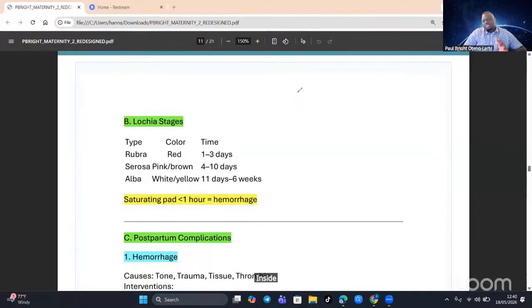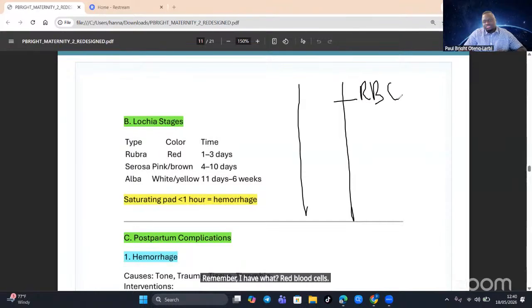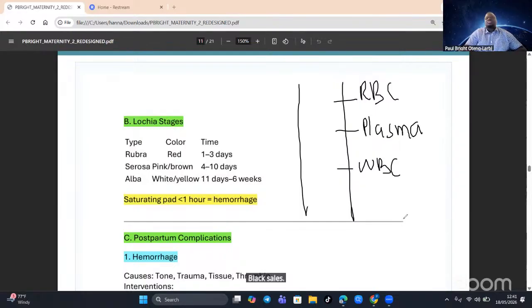So inside the bloodstream, remember, I have what? Red blood cells. I have what? Plasma. And I have the white blood cells. I have the platelets. That's how you spell platelet. Platelets. Okay. Yes. This one will make the blood red.